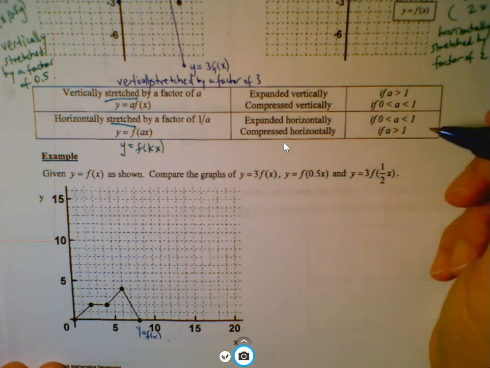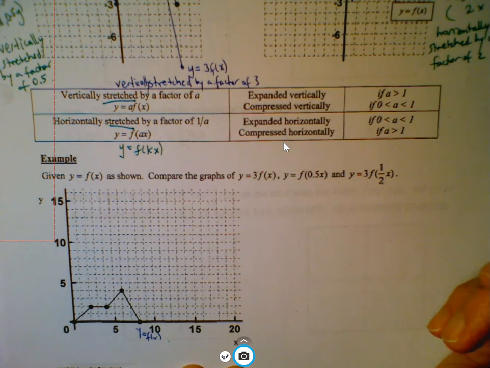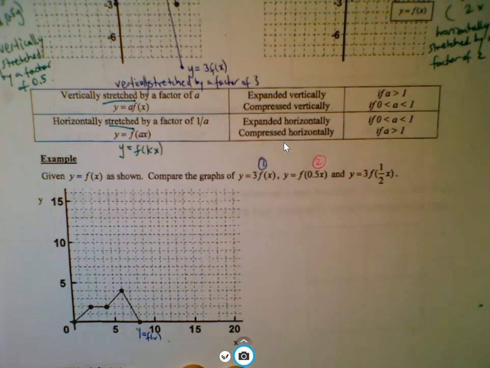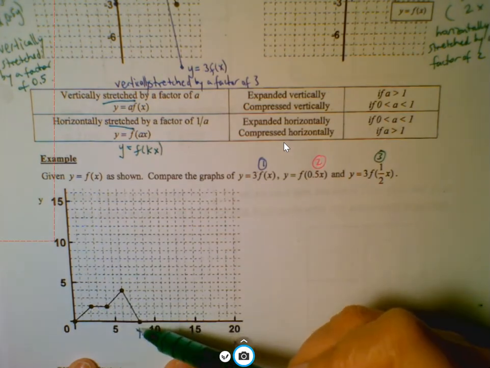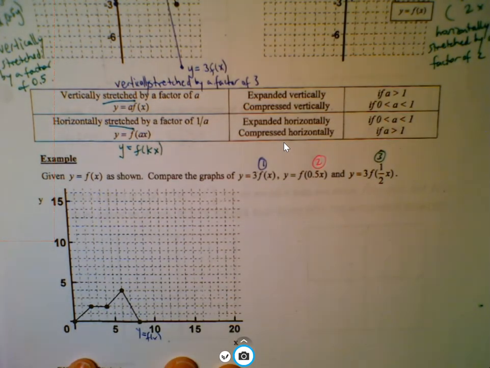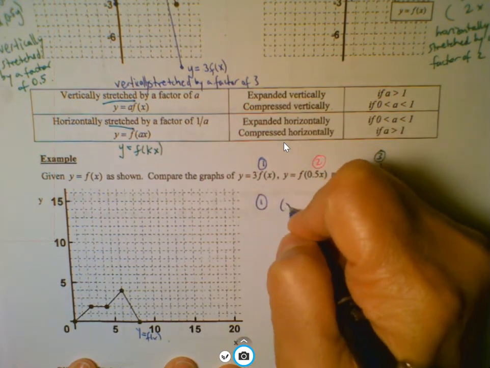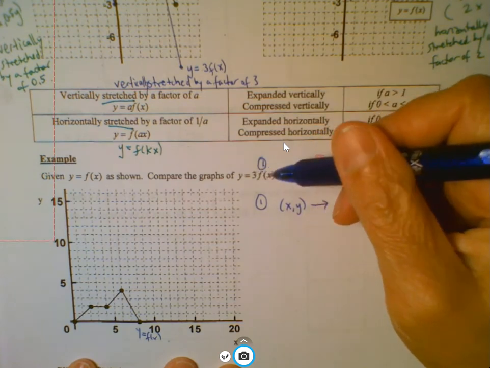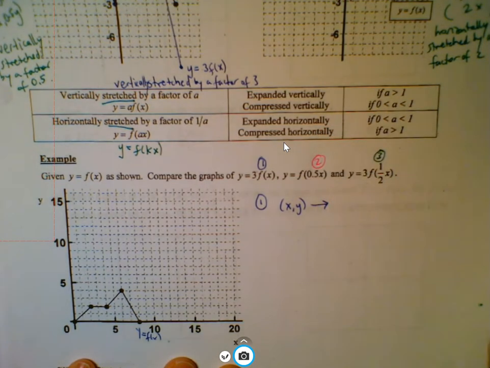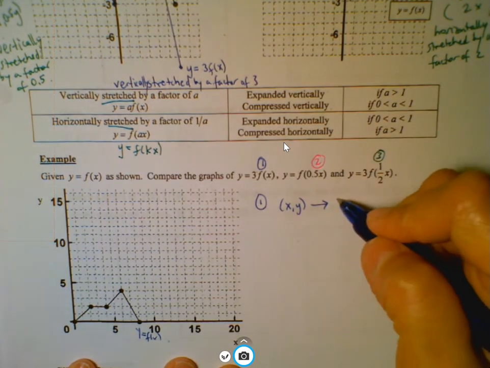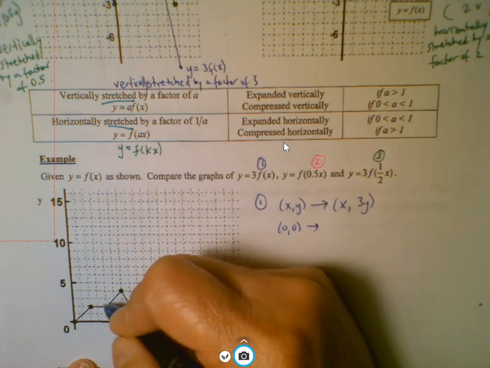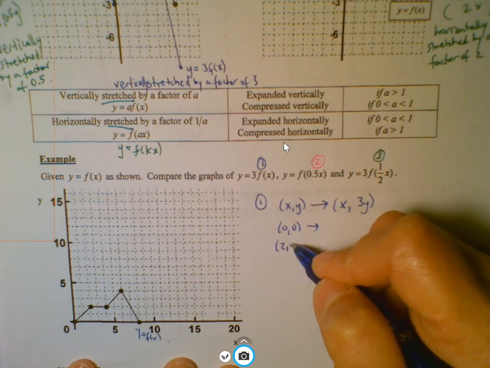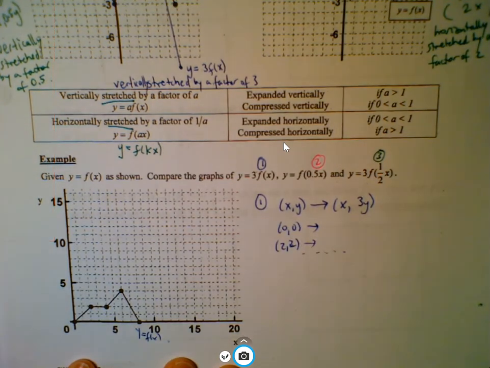So what I'm going to do, just so I don't take time in this video, I will write the mapping rules for each one of these. So I'll say this is 1. I'll change pens and say this is 2, and this is 3. Once I write the mapping rules, then it's just a matter of plugging in the original points and getting the new graph. All right, so first one, xy will become, so this 3 is multiplied by the output, so it's multiplied by the y's, and the input is not changing. So this becomes x and 3y. You can sub in your points, so 0, 0 will become whatever, and 2, 2 will become whatever, and you can graph this function. Okay?